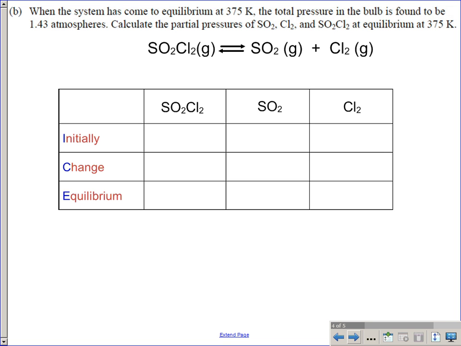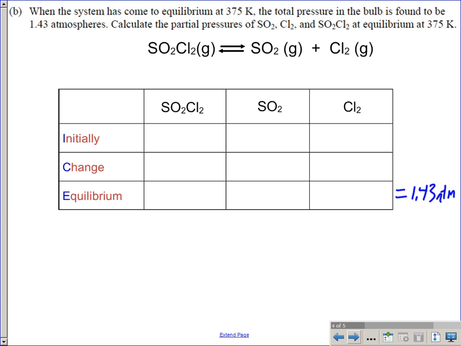Now it tells me my total pressure is 1.43 atm. So at equilibrium, I would have these pressures here, my bottom 3 boxes. So really, those bottom 3 boxes are going to give me my pressures of my individual gases. So in the end, that's really what I'm trying to find, those partial pressures. Well, they tell me flat out that they're going to add up to 1.43 atmospheres. So that's something that I know given the problem even before I set up my ICE box table.